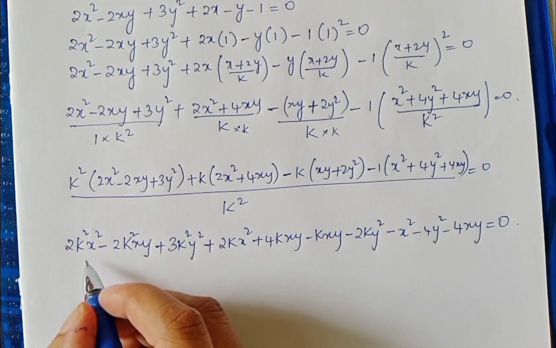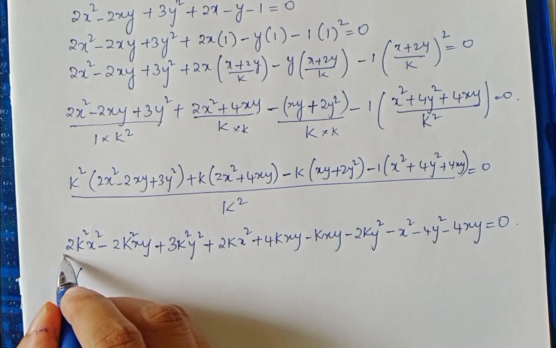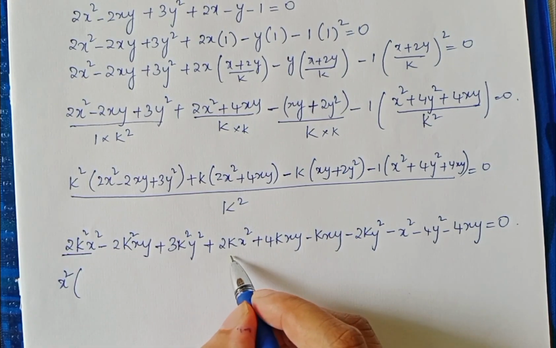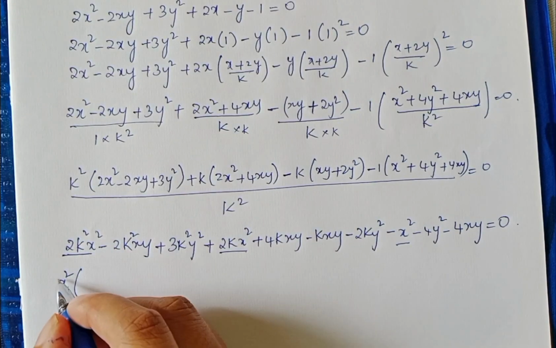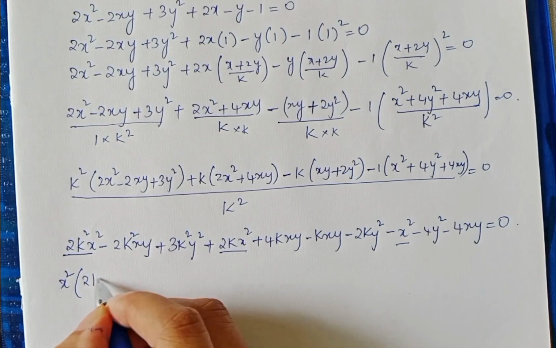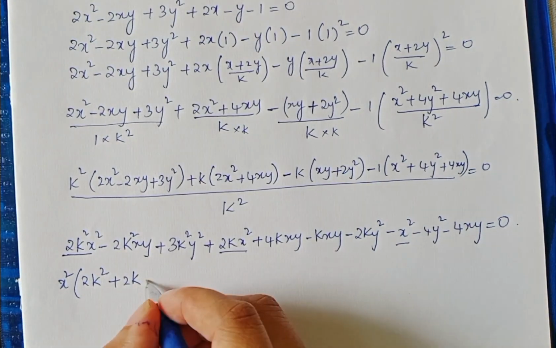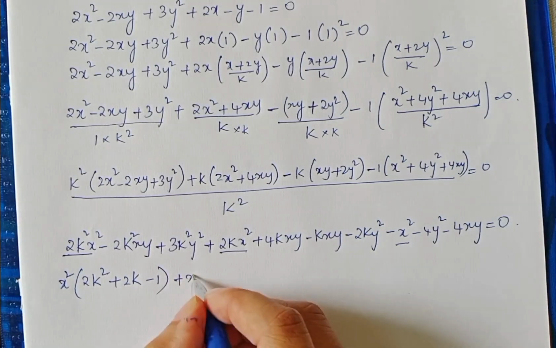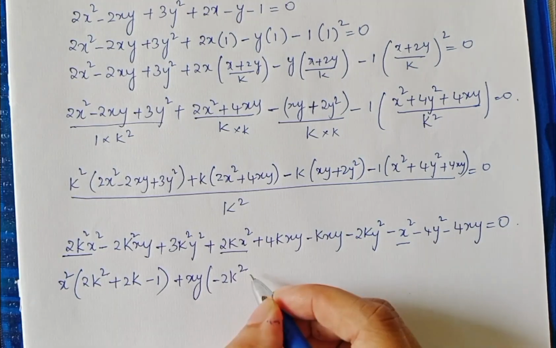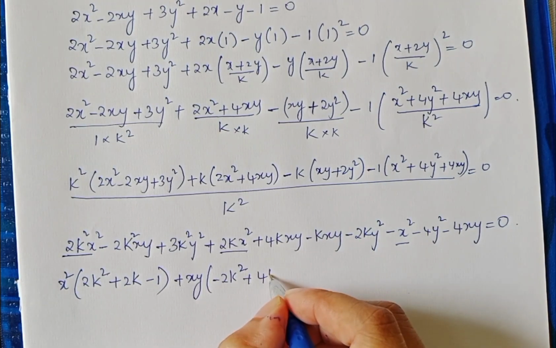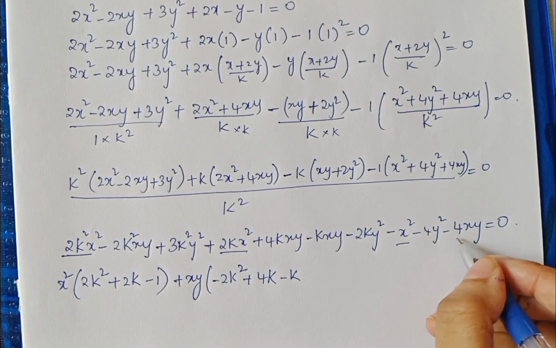Now taking x square common, we write the coefficients of all the x square terms. So here it is x square and x square, writing the coefficient because we are taking x square common. So it is 2k square and plus 2k, and here it is minus 1. Similarly, taking xy common, here it is minus 2k square and plus 4k minus k, and here minus 4.